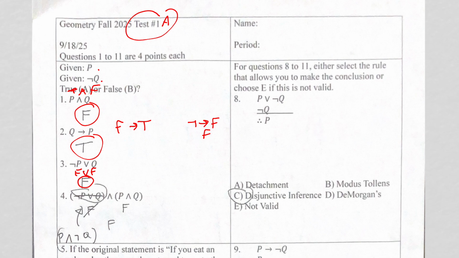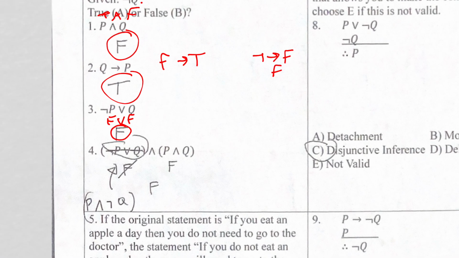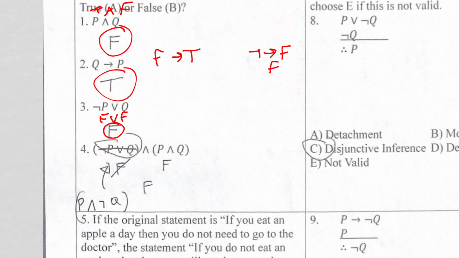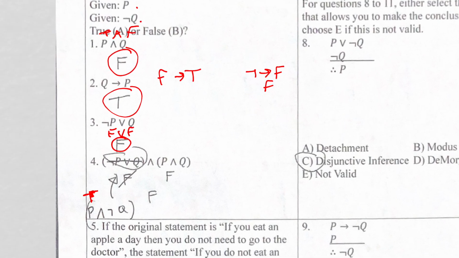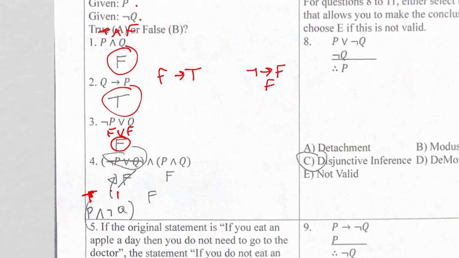And in this one, I changed it, but this is the one that you had, I think. So P is true and Q is false, so not Q is true. So P and not Q, that's true. And P and Q, since Q is false, that's false. And then true and false, they're not both true, so it is false.